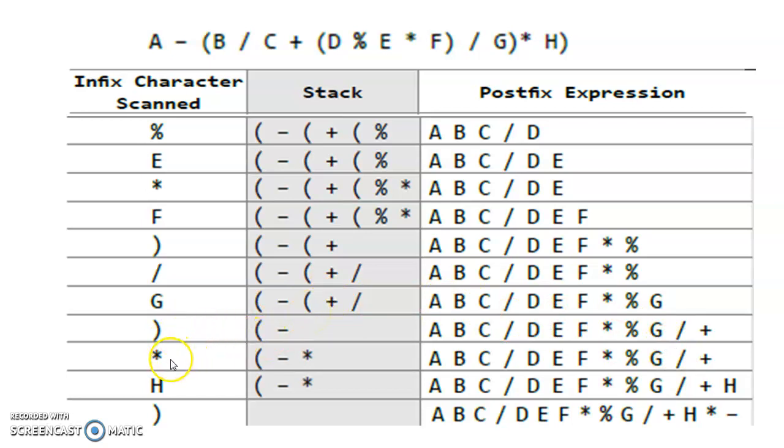Then star is coming. Already minus is there. It is lowest priority only. That's why the highest priority operator is pushed onto the top of the stack. Then H is coming. H is added to the postfix expression. Then the closing parenthesis, that we have added at the end, is coming here. Whenever the closing parenthesis is coming, just pop all these operators. That is, star is popped and placed, and minus is popped and placed here, and just remove the opening parenthesis.